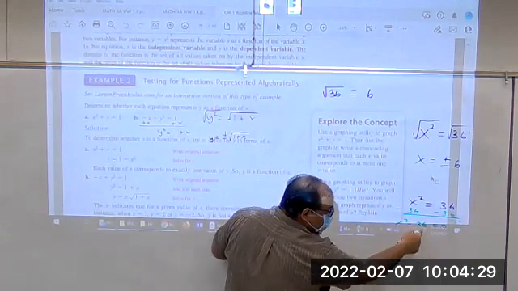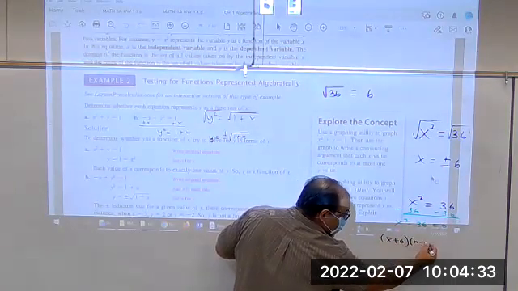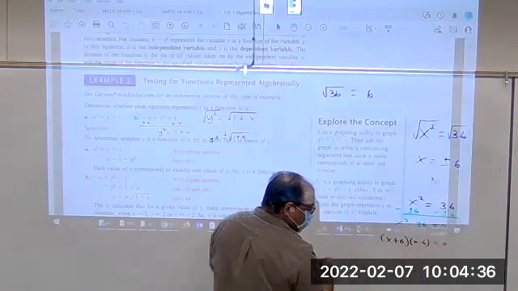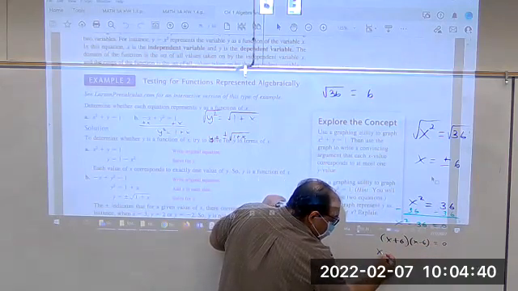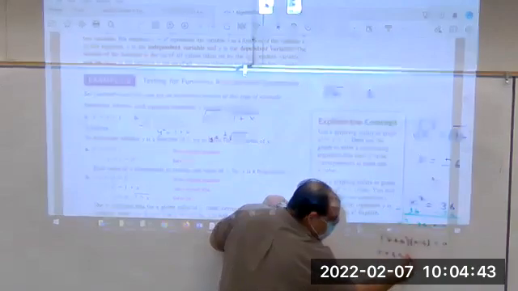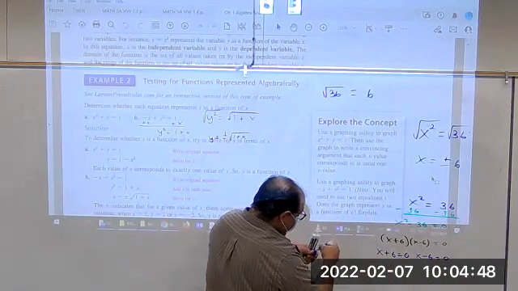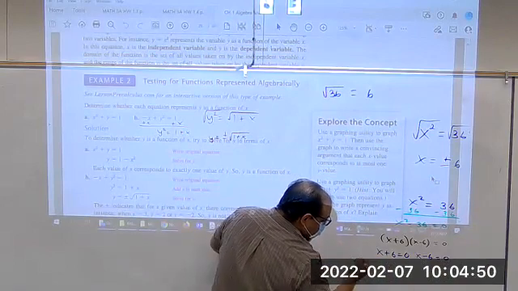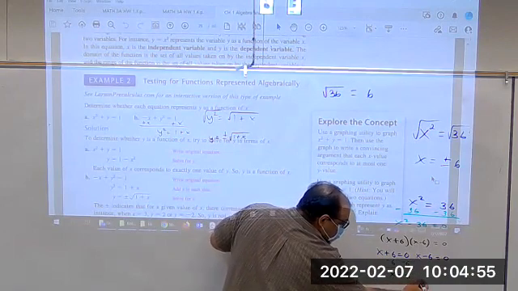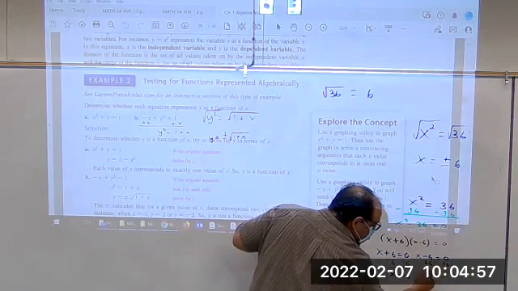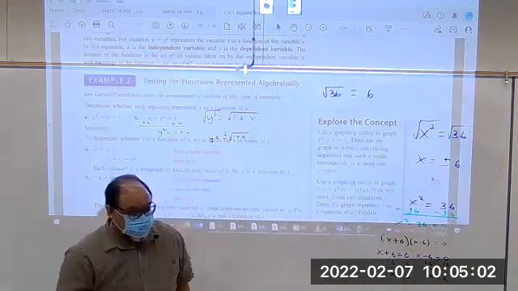This is the difference of two perfect squares. It is x plus 6 times x minus 6 equals 0. And then you let each one equal 0. You let the x plus 6 equal 0. You let x minus 6 equal 0. You solve each one. If I subtract 6, this x is a negative 6. If I add 6, this x is positive 6, and there's my plus and minus 6.